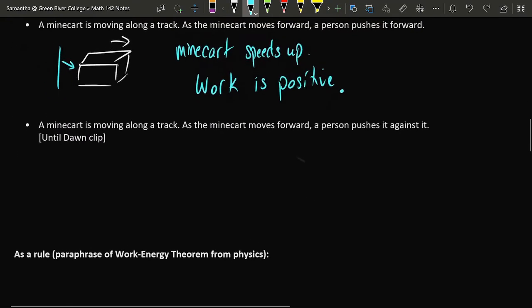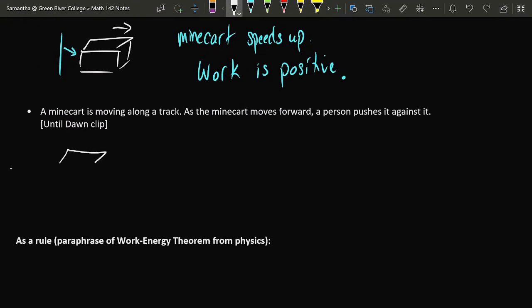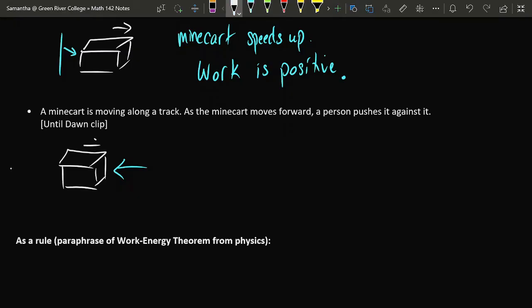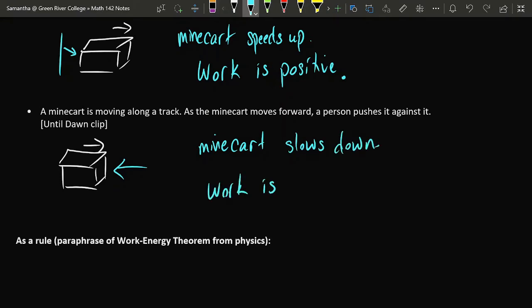Now, suppose conversely that the minecart was moving forward along a track, but a person stepped in front of it and pushed on it to try and slow it down. In this case, because the force and the direction of movement are opposed, the minecart slows down. In this case, work would be considered a negative number, and the size of the negative number is what would tell you exactly how much the minecart would slow down as a result of this opposing force.